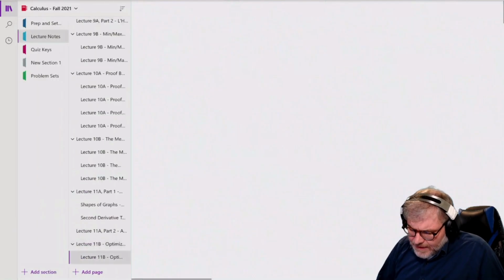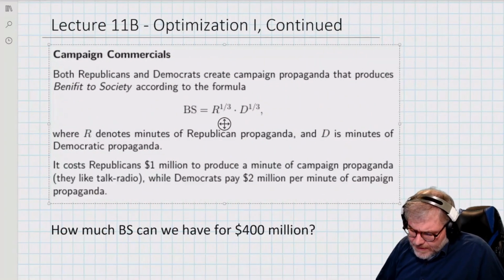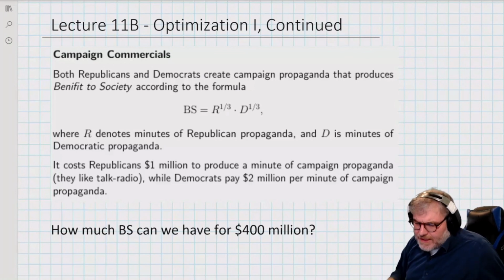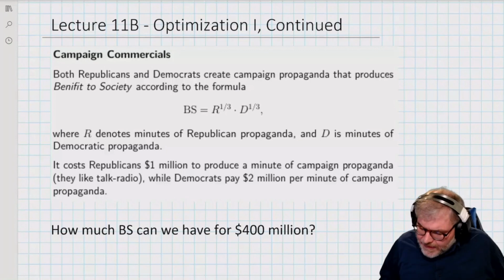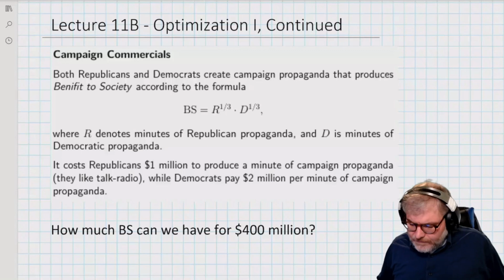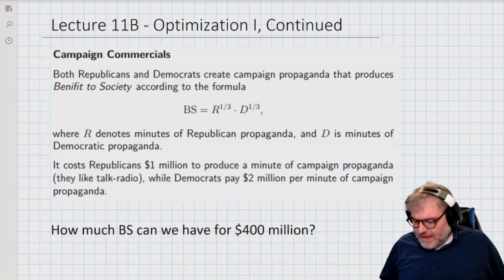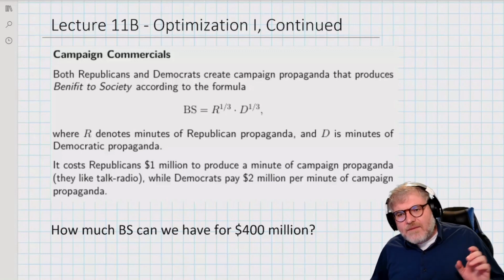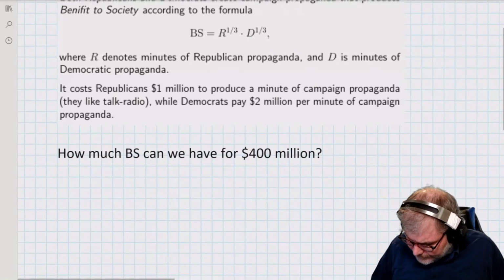Okay, let's look at another one of these, just a slightly fun one. So let's say that Democrats and Republicans are both creating campaign commercials that produce benefits to society according to the formula BS equals R to the 1/3 D to the 1/3. R denoting minutes of Republican propaganda, D being minutes of Democratic propaganda. If it costs Republicans $1 million to produce a minute of campaign propaganda, and Democrats pay $2 million per minute, how much BS can we have for $400 million?